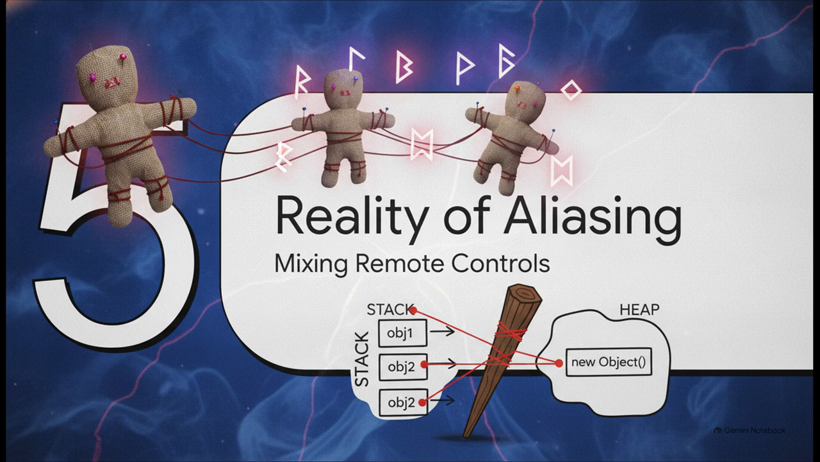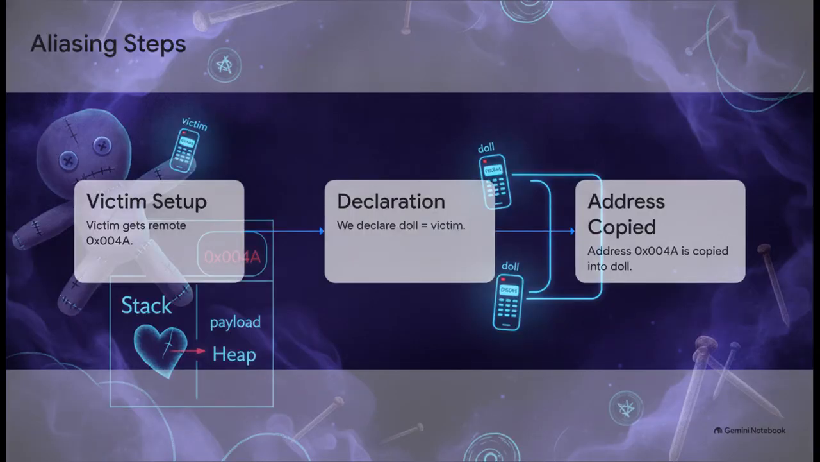Finally, section 5, the reality of aliasing. What happens when these remote controls start interacting with each other? Let's break down the actual spell here. Step 1, the victim variable gets its remote control, programmed with address 0x004A. Step 2, we declare doll = victim. This is aliasing via assignment. Step 3, by using that equals sign, we aren't creating a new person. We are literally just copying the value from the victim variable into the doll variable. And since that value is just the address, 0x004A gets copied into the doll. We duplicated the remote, not the actual body.